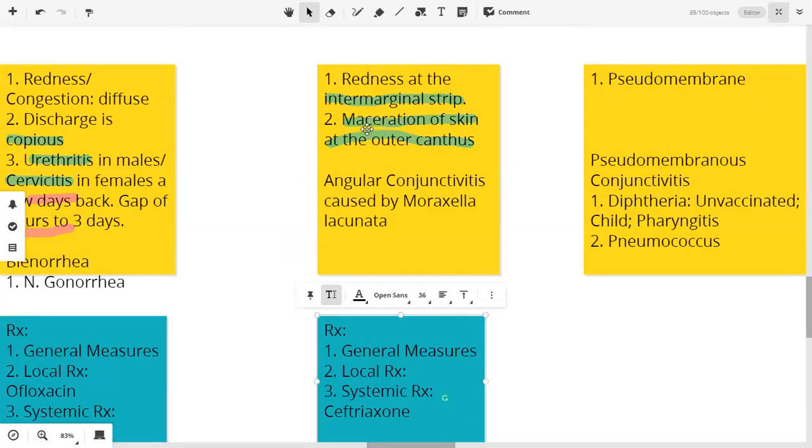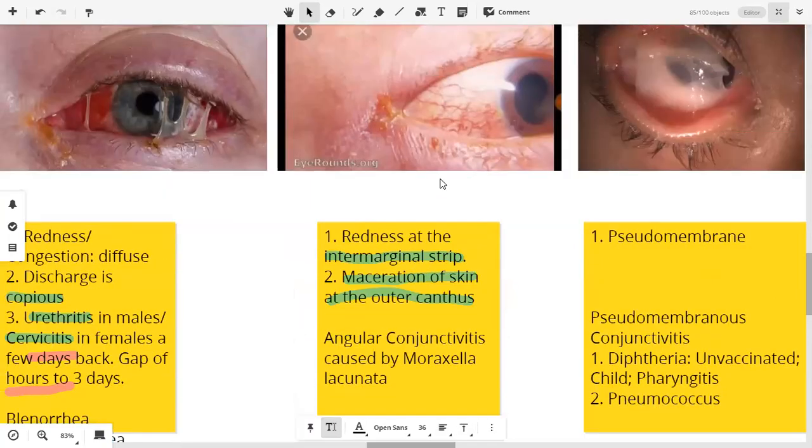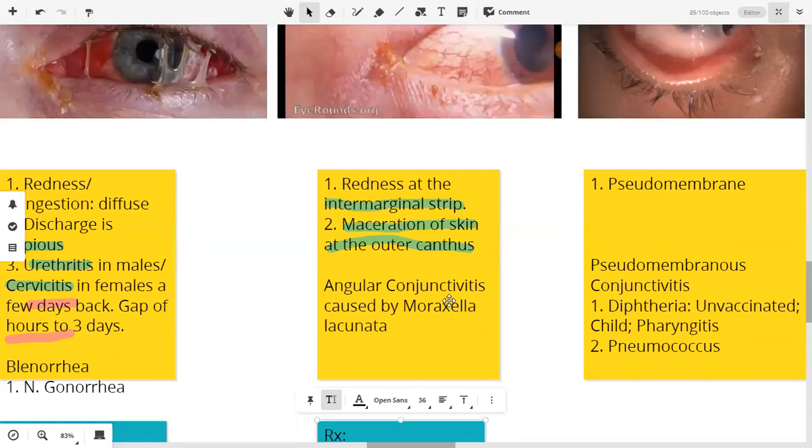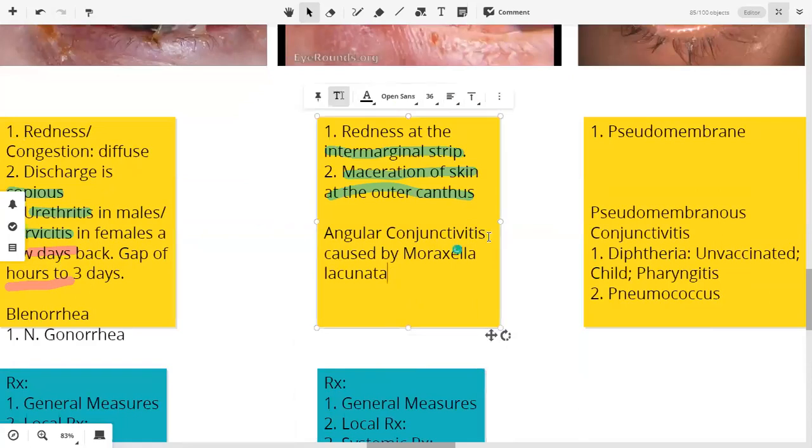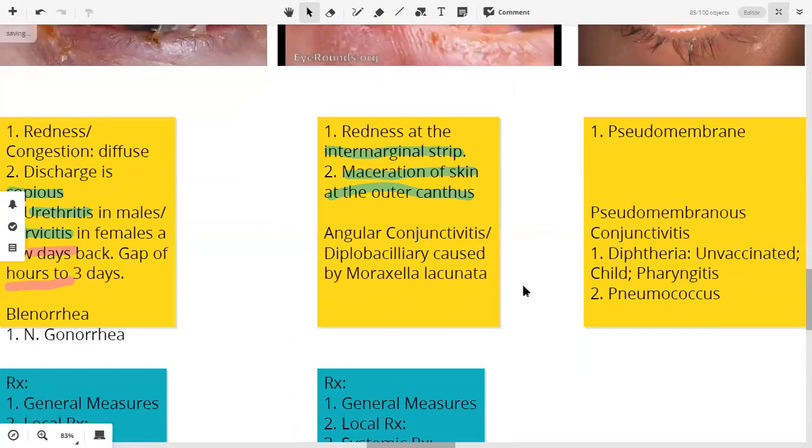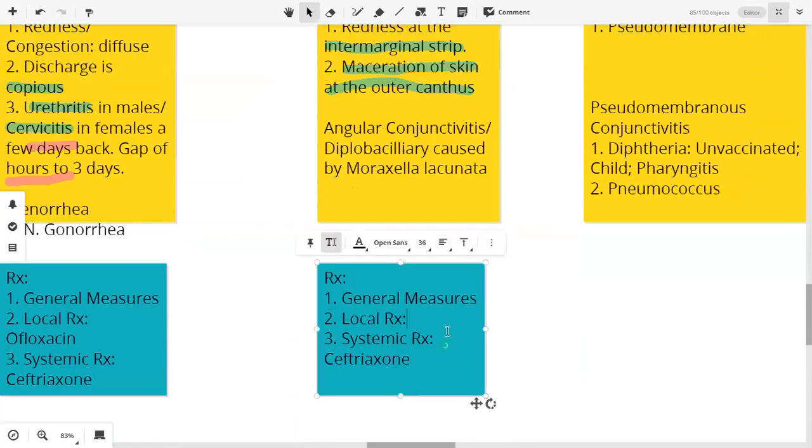Intermarginal strip redness or maceration of the canthi was our leading clue towards angular conjunctivitis by Moraxella lacunata or Diplobacilli. It is also called Diplobacilli conjunctivitis, another name for this. So the important drugs in the treatment of Diplobacilli conjunctivitis: number 1 is oxytetracycline, and the second is zinc.